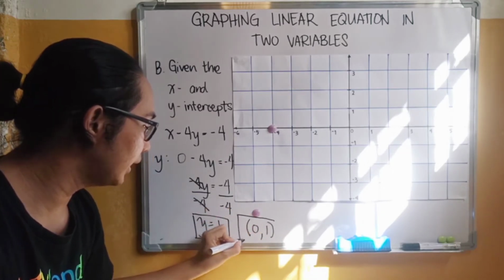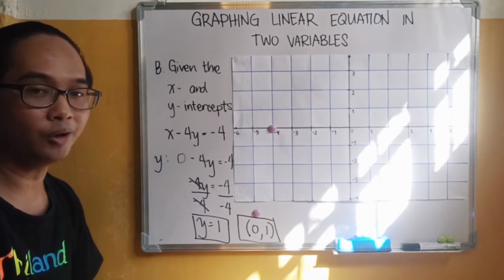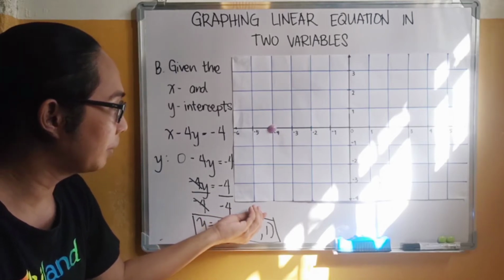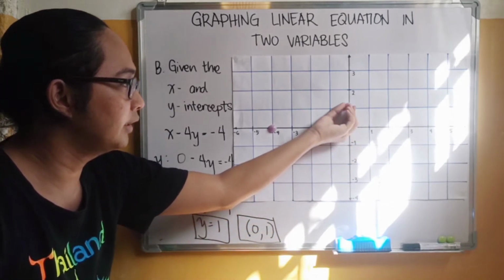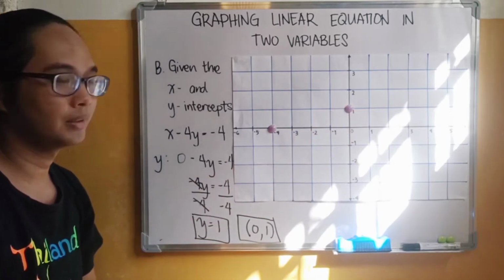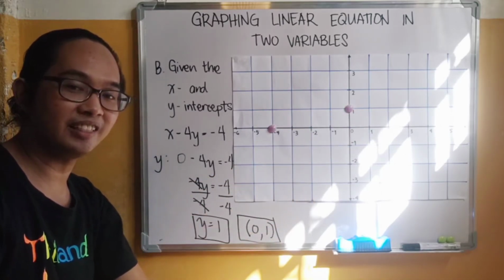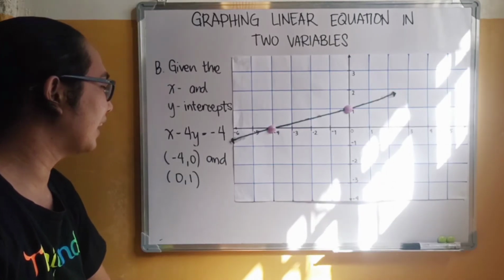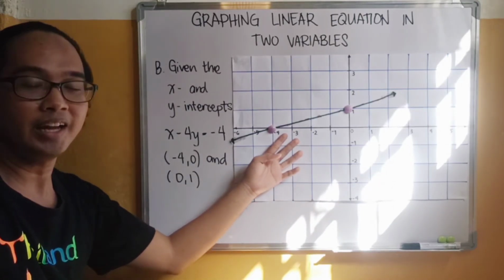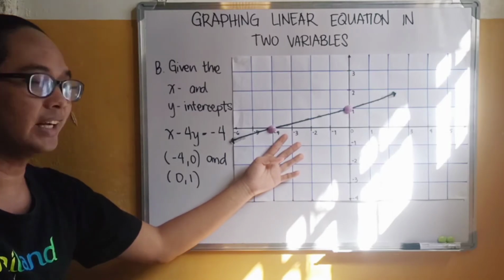So ito na yung ating second ordered pair na (0, 1). Kung ipa-plot natin dito, narito si (0, 1). We can now connect our 2 points using a straight line. Narito na ang graph ng ating linear equation, x minus 4y equals negative 4.